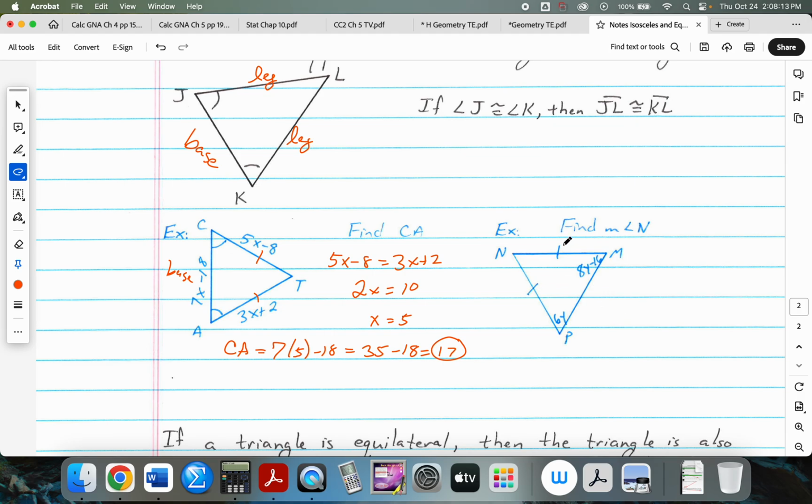Again, in the other direction, if these two sides are congruent, those are the legs, so this is the base. So we know that these two angles are the same size. So that means then that 6y is equal to 8y minus 16. If I subtract 8y from both sides, I get that negative 2y is negative 16. Divide by negative 2, and I get that y is equal to 8.